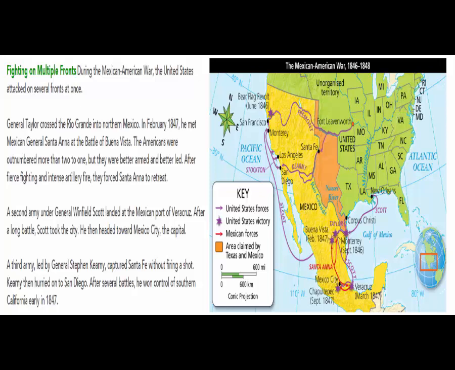A third army, led by General Stephen Kearny, captured Santa Fe without firing a shot. Kearny then hurried on to San Diego. After several battles, he won control of Southern California in early 1847. And you can see the different paths. You can see here's Taylor, and here's the attack on Veracruz by Scott. Here's Kearny going into that area. So this map sort of shows you the three main fronts of the Mexican-American War.